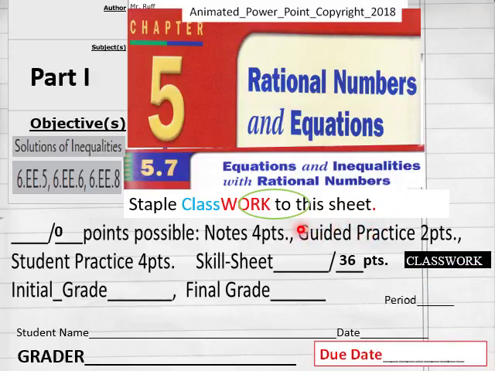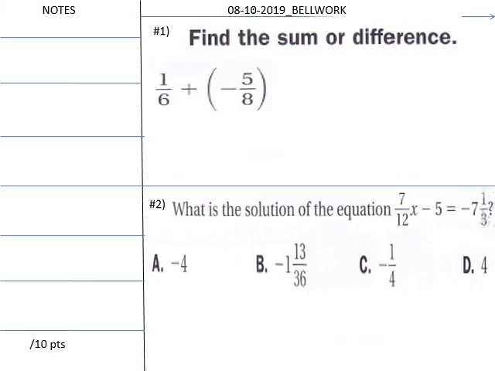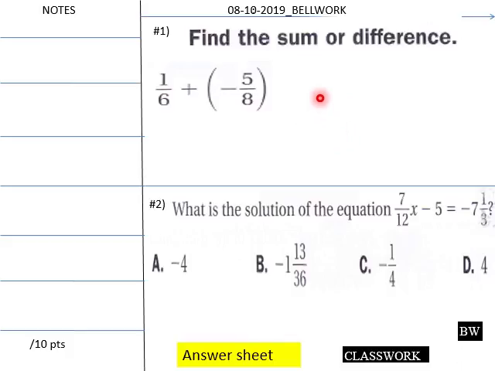For this lesson we have a 36-point class worksheet. We have no points of note-taking today. Teachers, here's your bell work for today. Students, find the sum or distance here, and then what is the solution of this equation up here?